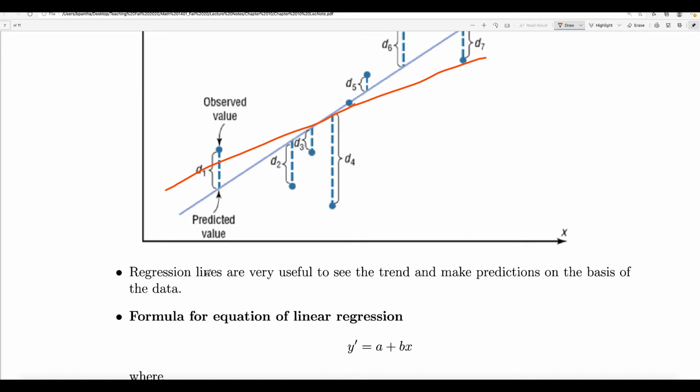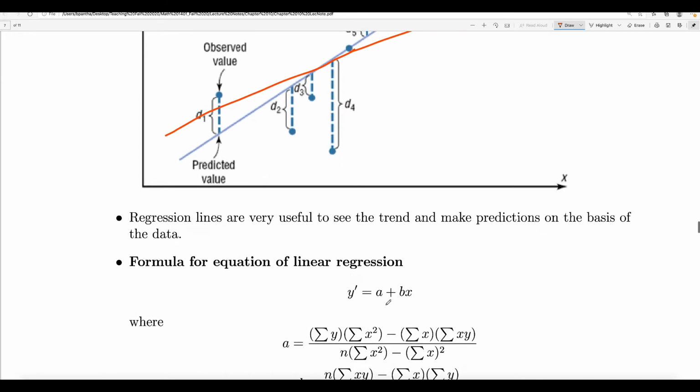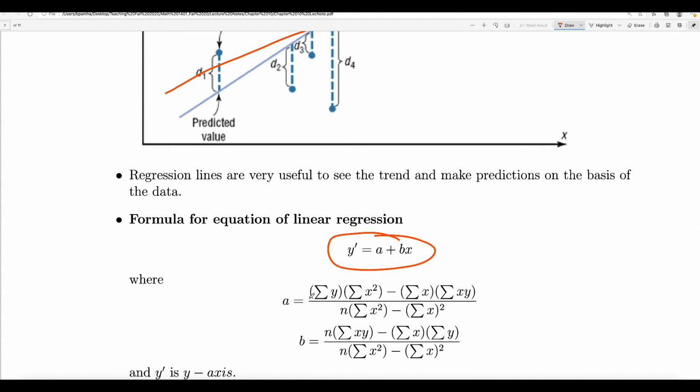The regression line is very useful to see the trend and make predictions on the basis of the data. The formula for the equation of the regression line is y prime equals a plus bx. Y prime is for the sample. The x and y are the values of the sample, and a and b are called the coefficients. So b is the slope, and a is the y-intercept in this case. How do you find a and b from the sample? This is the formula to find a and b from the sample.